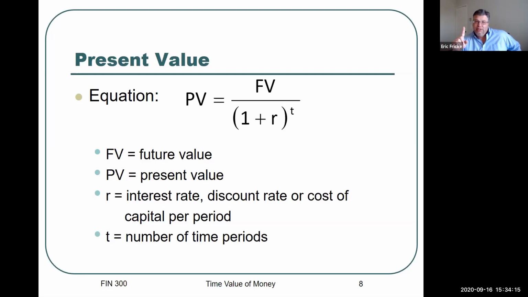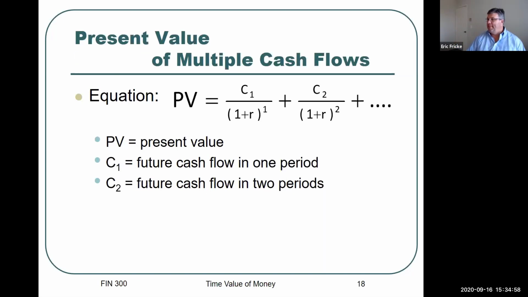So instead of looking at just one FV, one future value in time, we're going to look at how we can calculate the present value of lots of FVs. So we might have a cash flow, or amount of money, in year 1, in year 2, in year 3, and how do we take the present value of all those together at the same time. We're going to look at a couple different cases of that.